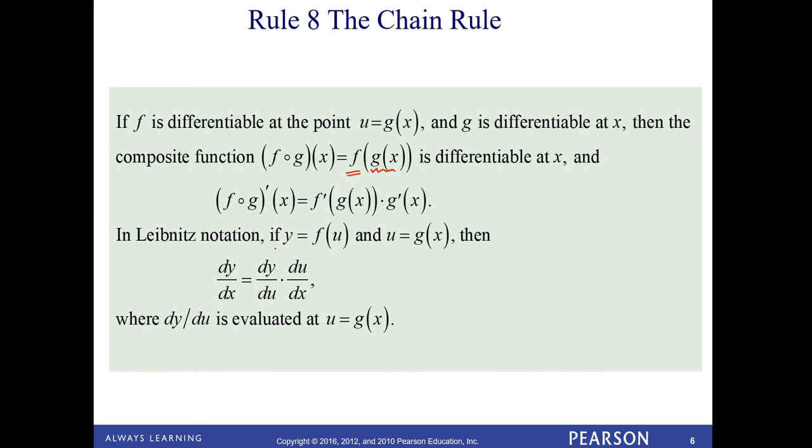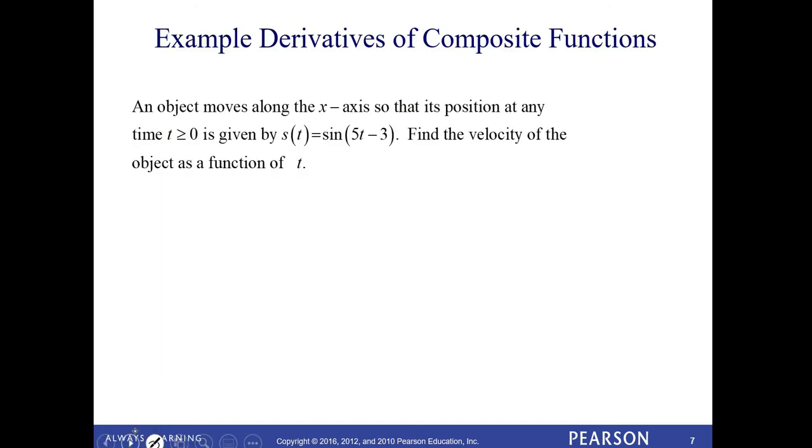Using other notation, if y equals f of u and u equals g of x, then dy dx is dy du, the derivative of the outside, times du dx, the derivative of the inside. And you notice that these actually work like a fraction. dy dx is dy du times du dx. Those would cancel to get us our dy dx. Okay? Let's do a couple of these, but get this into your notes.